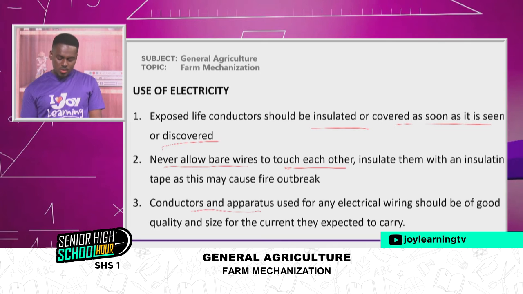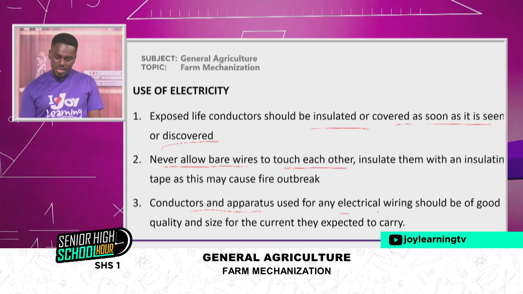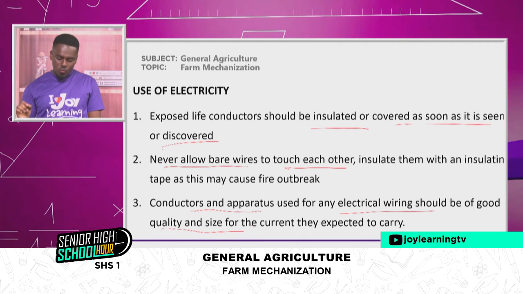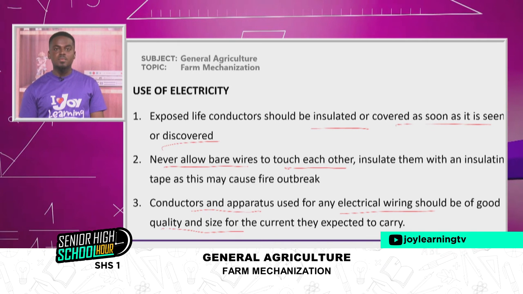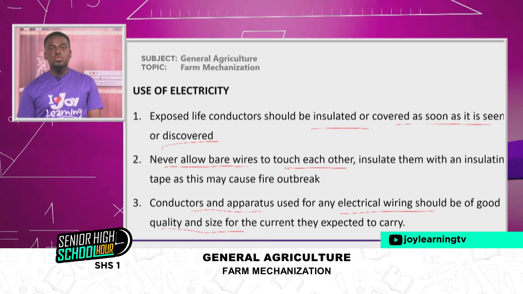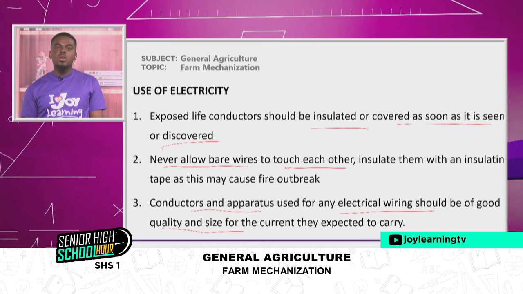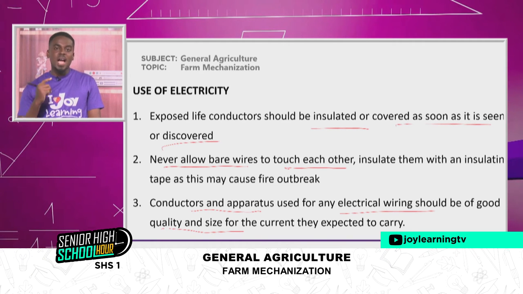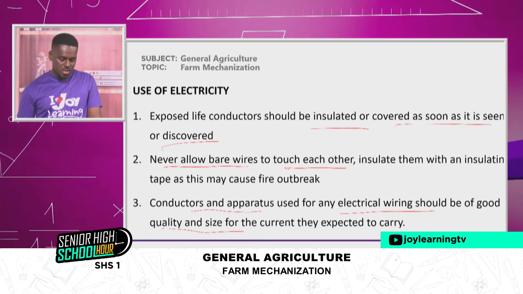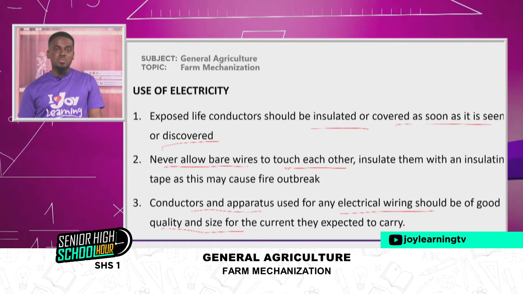Also, conductors and apparatus used for electrical wiring should be of good quality and size for the current they are expected to carry. Make sure that you do not compromise the quality of the materials that is needed for wiring in your farmstead. Under no circumstance should you compromise that. Make sure you have sufficient funds to buy materials of high quality. Don't say because the price of this one is a little bit cheaper, so I'll go for it. Make sure the one you are purchasing is of good quality. Buy quality goods.